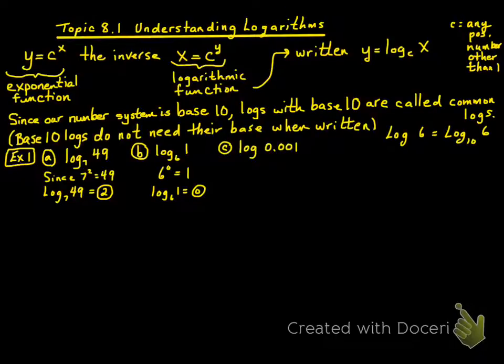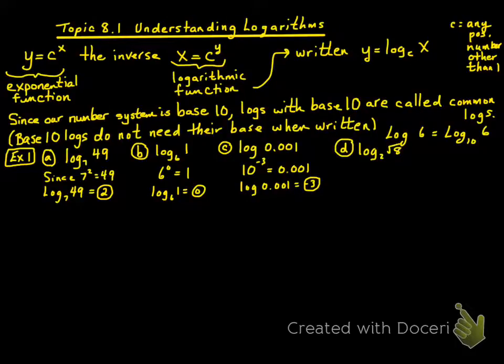For c, the log of 0.001, well, 10 to the power negative 3 is equal to 0.001. That means that the log of 0.001 has to be negative 3.